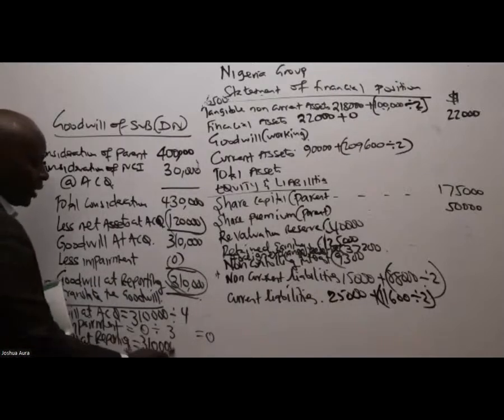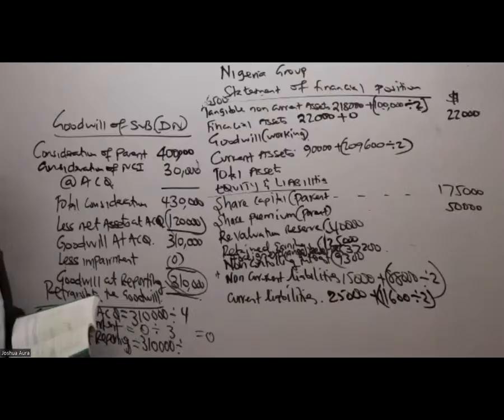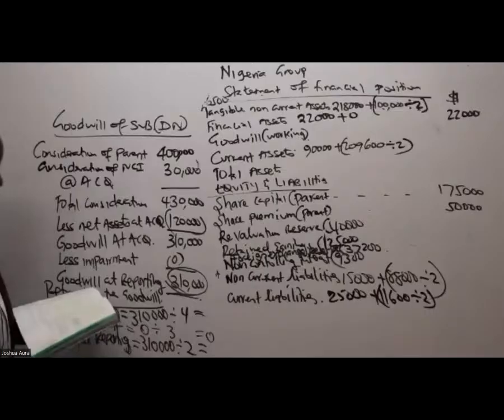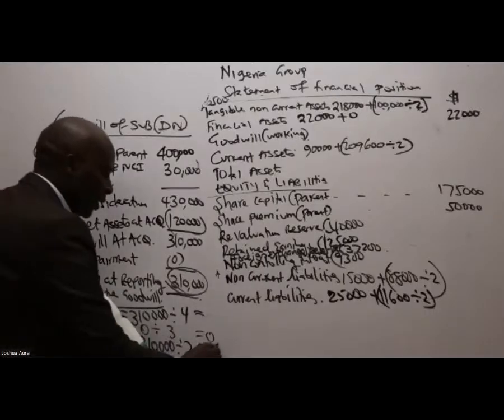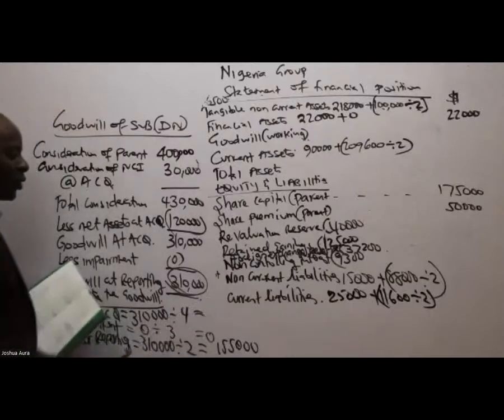So I'll take 310,000. At reporting, I should translate this at what rate, if you're following? Thank you very much. Could you kindly give me these figures? I know this one here will be $155,000. 155,000. How about this?